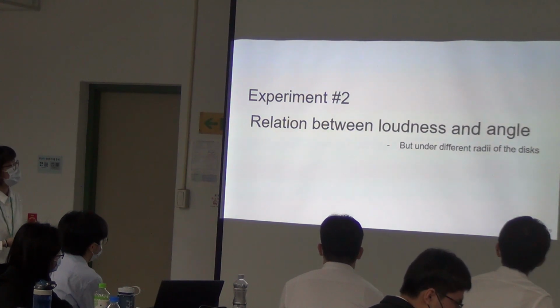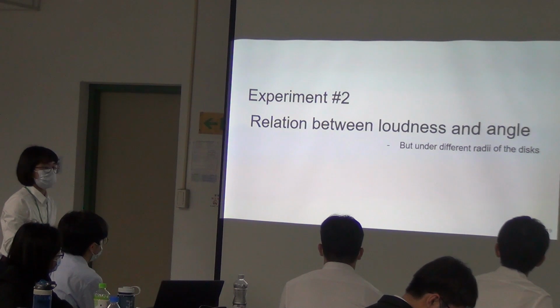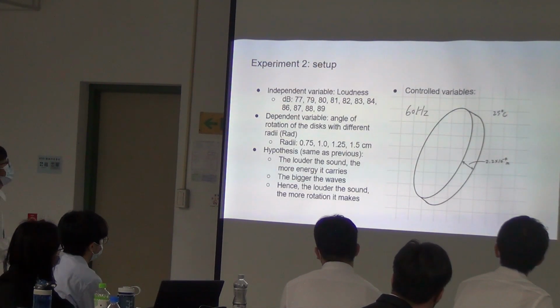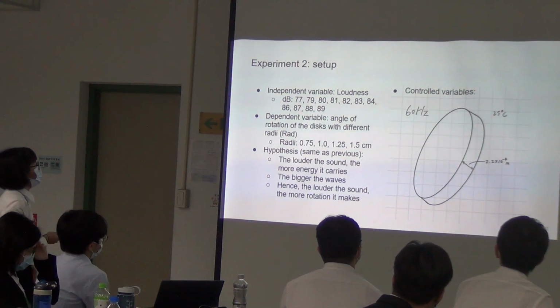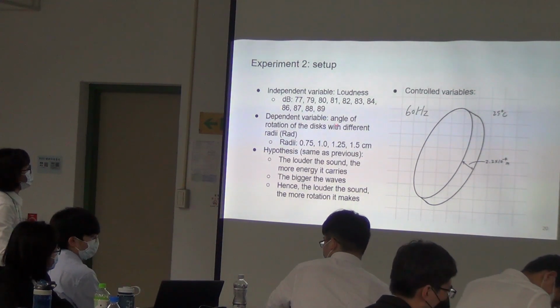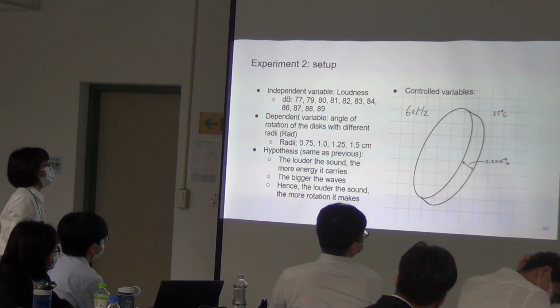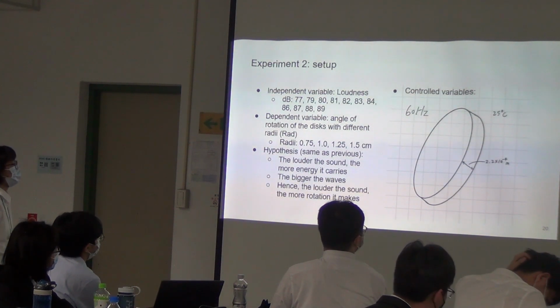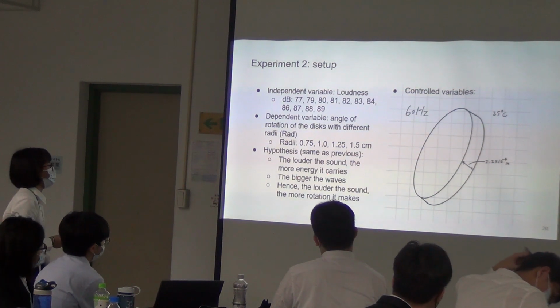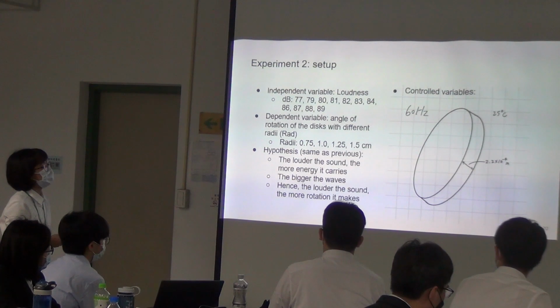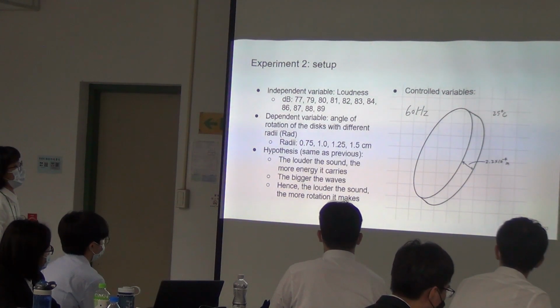Experiment 2, the relation between loudness and angle again, was under different radii of the disc. This is our experiment setup, and this is the dependent variable. And the radii are 0.75, 1 centimeter, 1.25, and 1.5. And the hypothesis is the same as previous. And we also control it at 60 Hertz and 25 degrees.